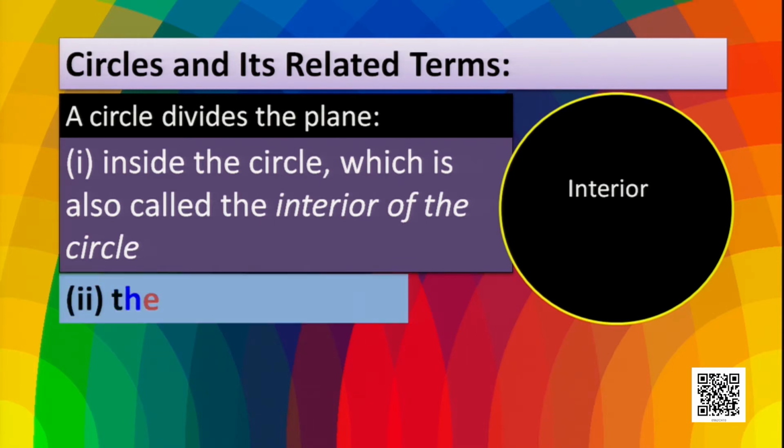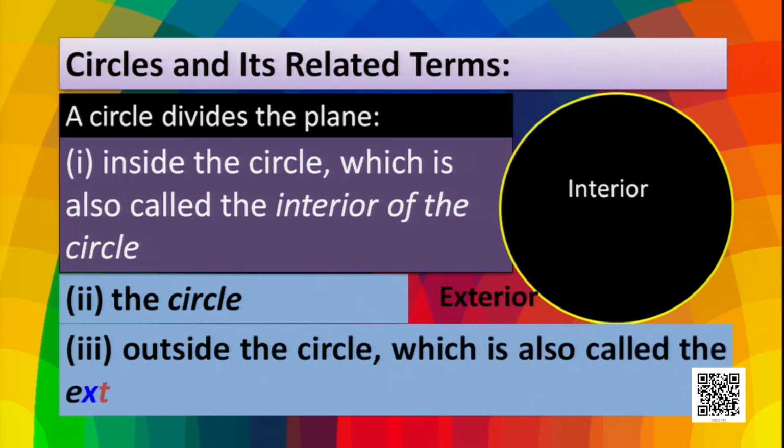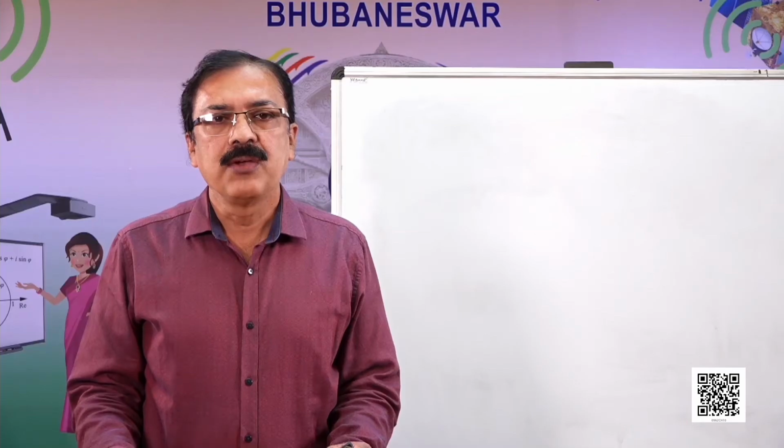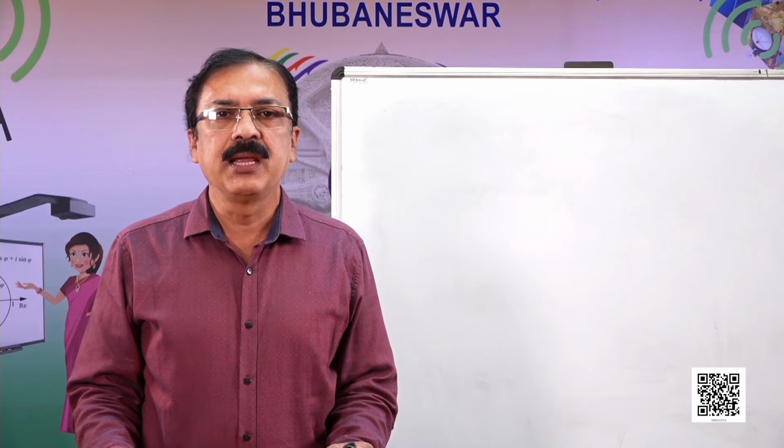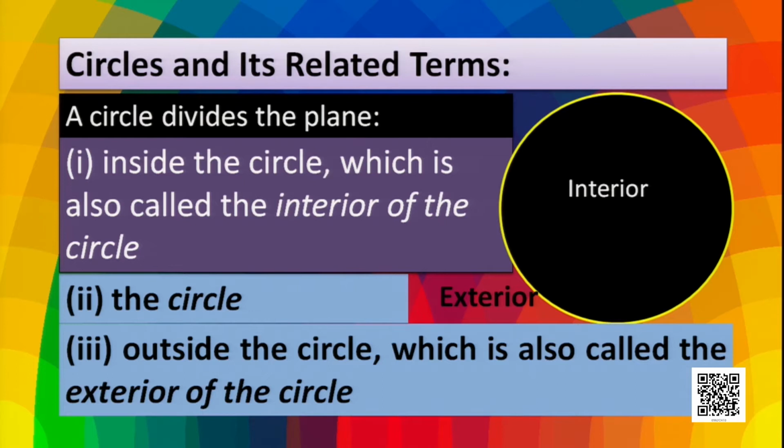and the second part is the circle itself. And which is the third part? The third part is outside the circle, which is also called the exterior of the circle. So we thus have three parts of the plane which is divided by the circle. If we consider them as sets of points, we have three disjoint sets here. One is the interior, that means no point in the interior is a point on the circle. Similarly, no point in the exterior of the circle is a point on the circle.